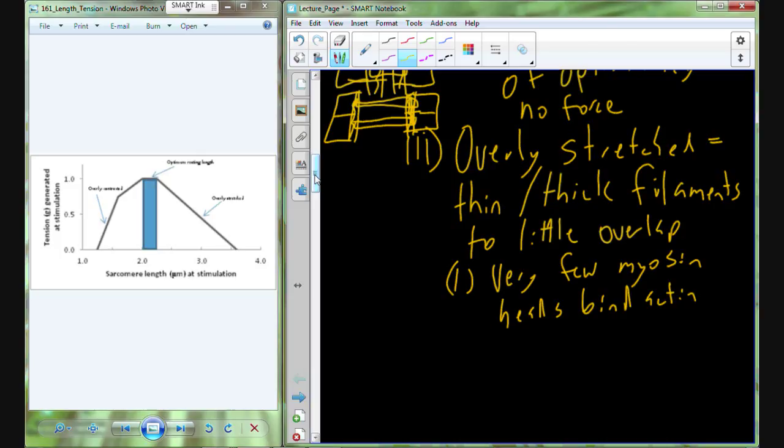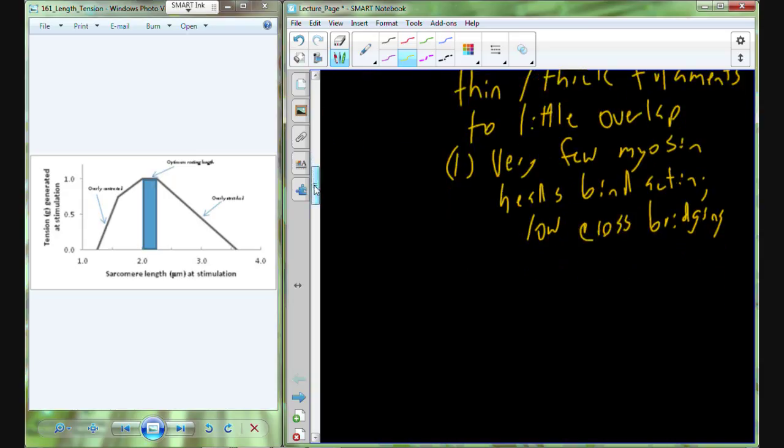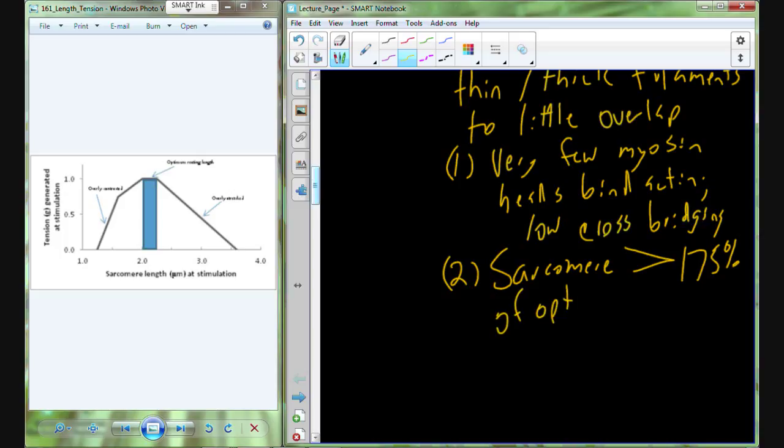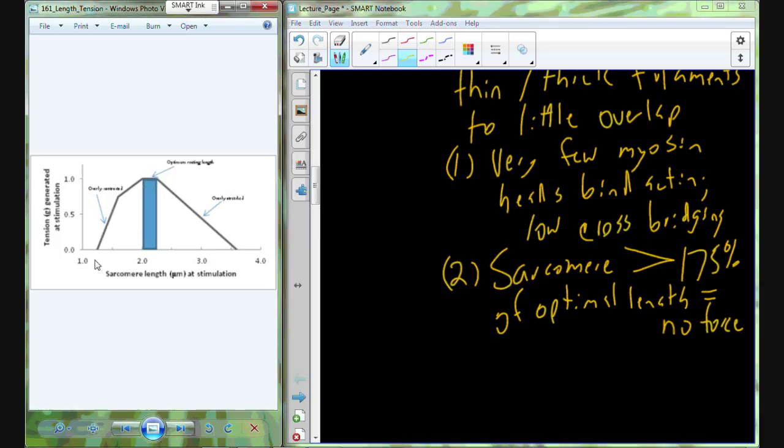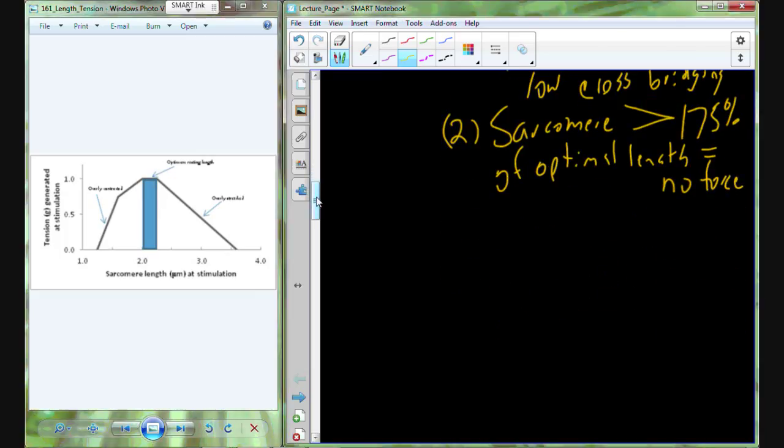So very few myosin heads bind actin active sites, and so we have a low cross-bridging that occurs. Now, when the sarcomere is in excess of 175% of that optimal length, this would be our point of no force production. So we can have overly contracted and we could have overly stretched, and as we move away from this optimal length, force production just simply decreases.